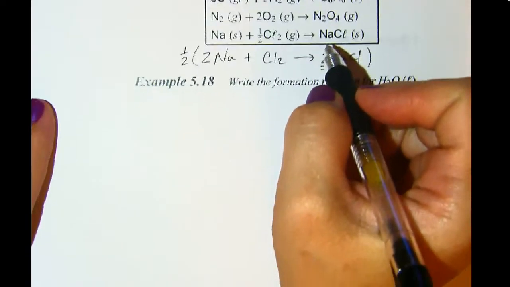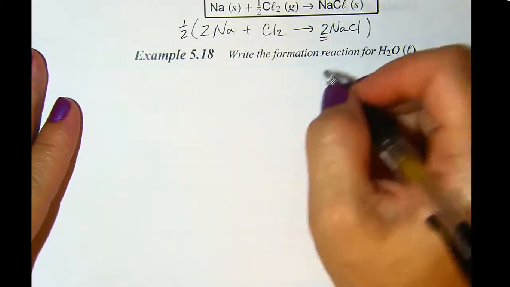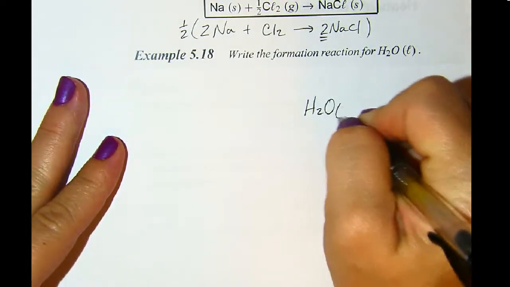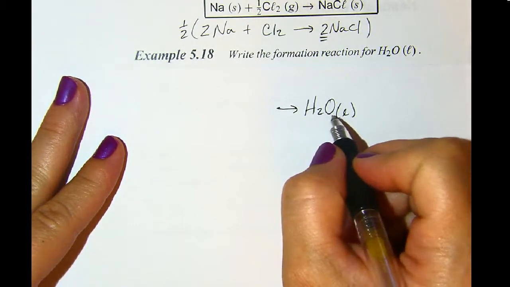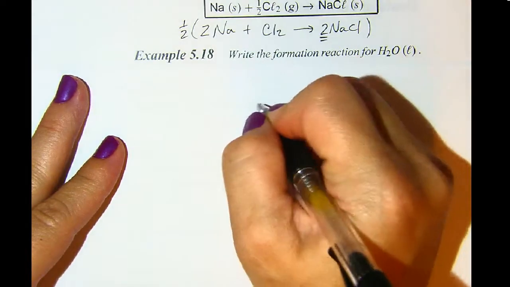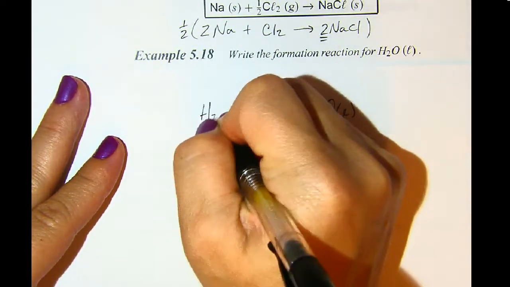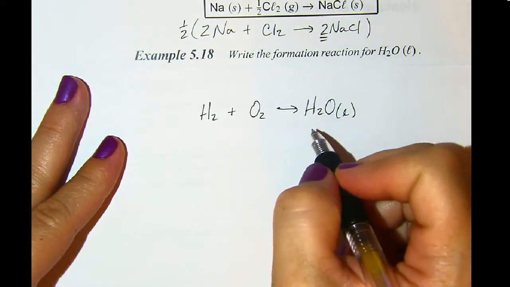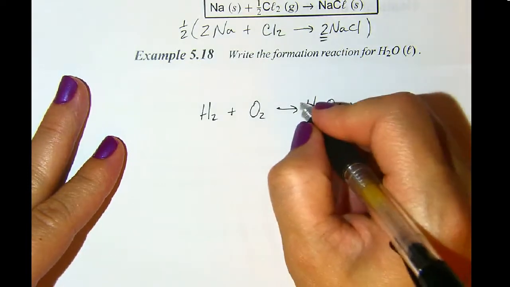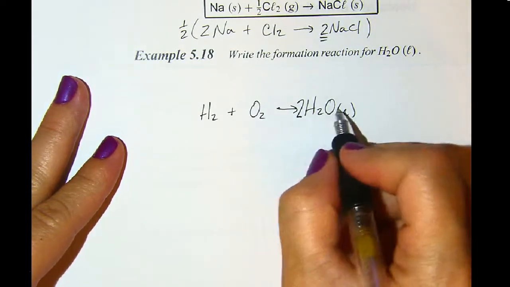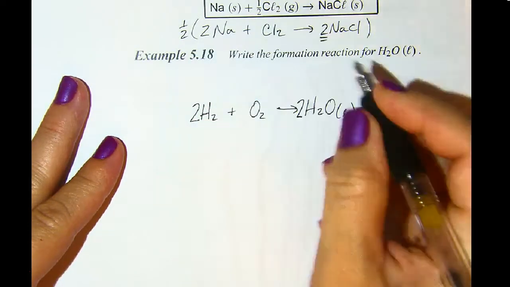So example 5.18, write the formation reaction of H2O liquid. Well, I'm going to write H2O as my product, and then it's made up of hydrogen and oxygen. Both of those exist as diatomics, so I'm going to write oxygen O2 and hydrogen H2. Now I want to balance the equation. 2 hydrogens, 2 hydrogens, 2 oxygen means I need a 2 there. And so this now gives me 4 hydrogens, so I'm going to place a 2 here in front of hydrogen.